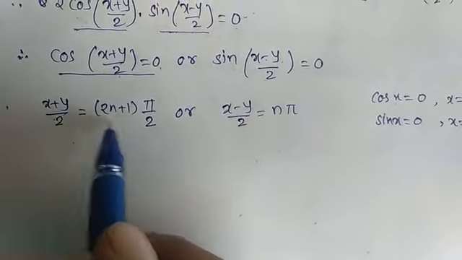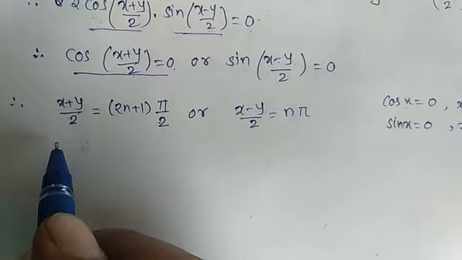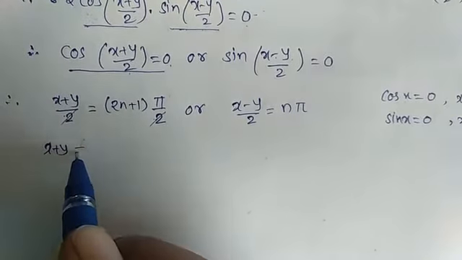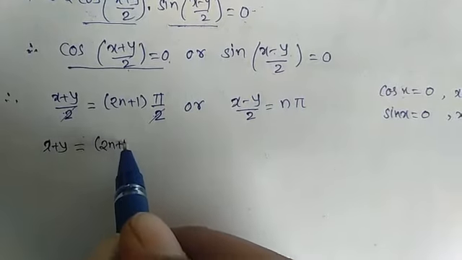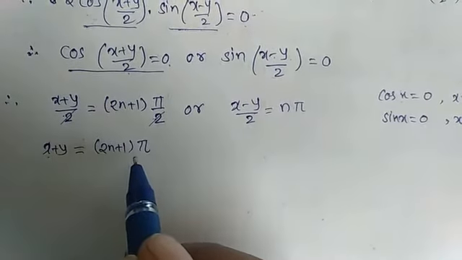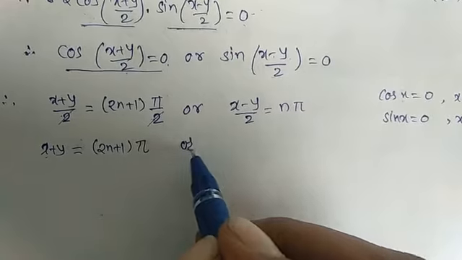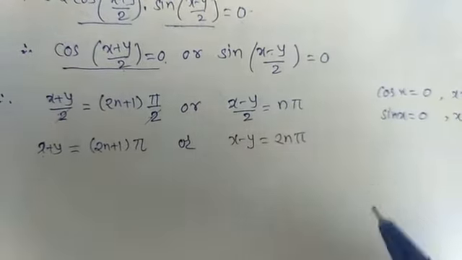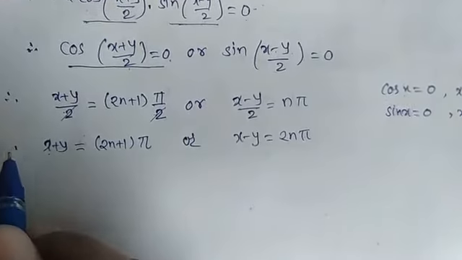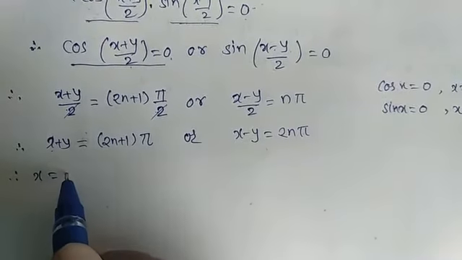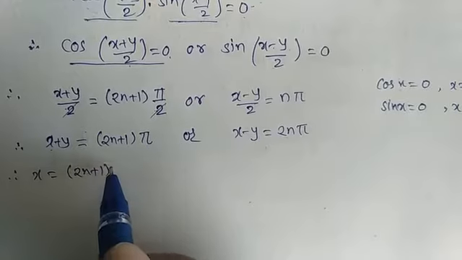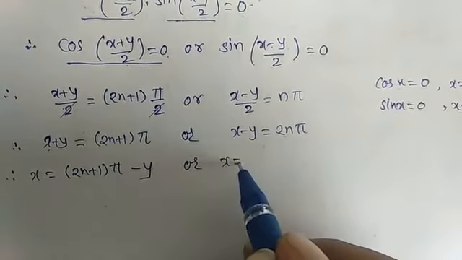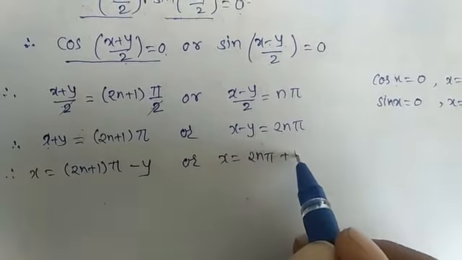Okay, so here the denominator is the same on both sides, so it will be cancelled from both sides. It remains only (x plus y) equal to (2n plus 1) pi, or on this side (x minus y) equal to 2n pi. Okay, so we write the values of x as x equal to (2n plus 1) pi minus y, or you can write x equal to 2n pi plus y.